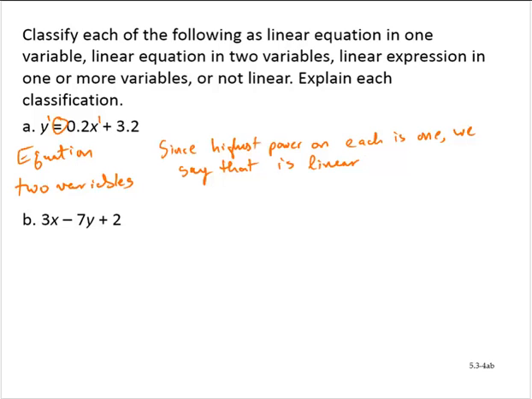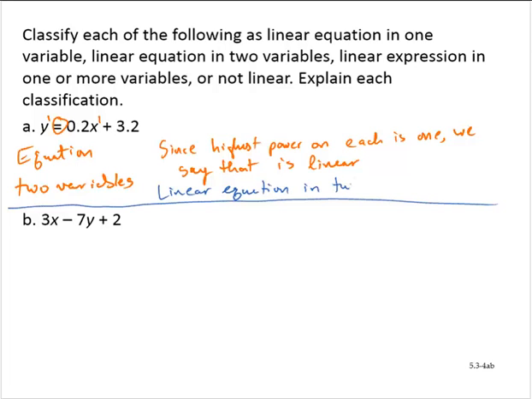So, conclusion, this is a linear equation in two variables. Exercise B, 3x minus 7y plus 2. Is it an equation? Not an equation. Alright, there's no equal sign.